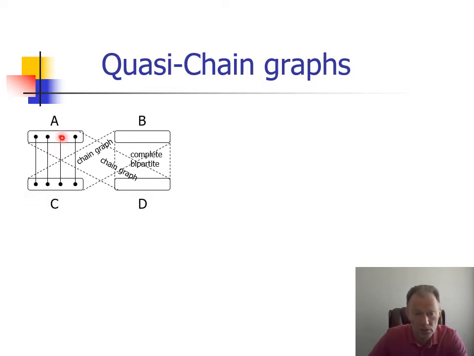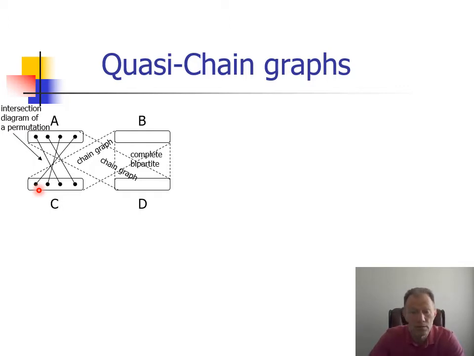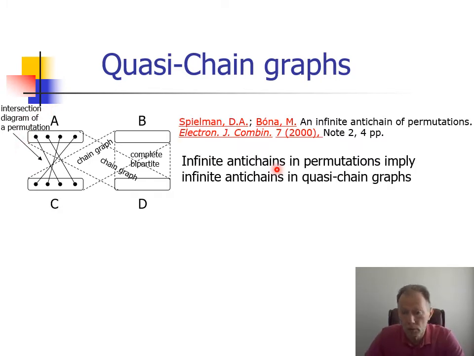representation in the sense that the edges between A and C don't cross each other. However, depending on the two chain graphs between A and D and between B and C, the edges between A and C may cross each other, in which case these edges can be viewed as the intersection diagram of a permutation. Any two linear orders define a permutation. And if the permutation graph corresponding to the permutation encoded by these edges has large clique-width, and we know that permutation graphs can have arbitrarily large clique-width, then this quasi-chain graph also has large clique-width. We also know that permutations contain infinite antichains, implying that quasi-chain graphs contain infinite antichains.